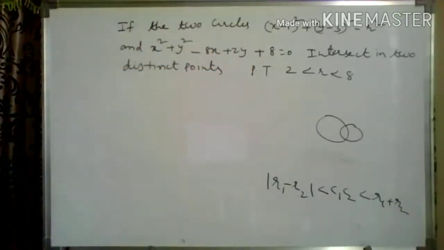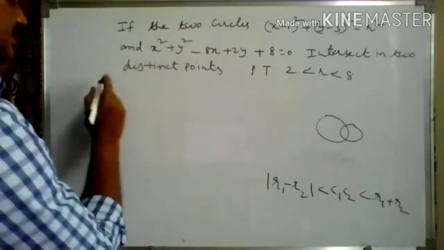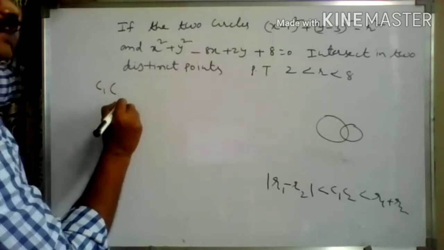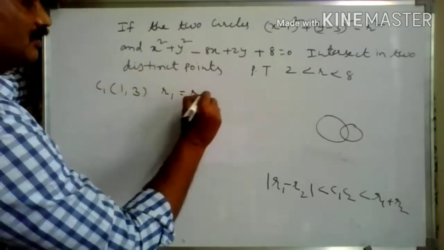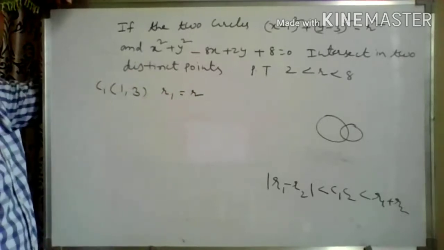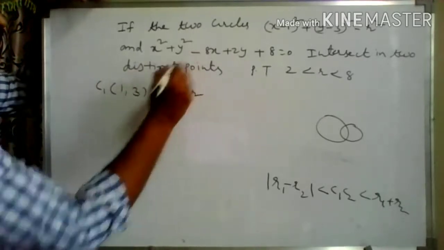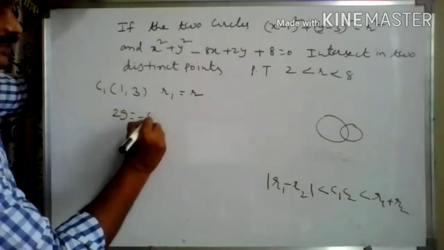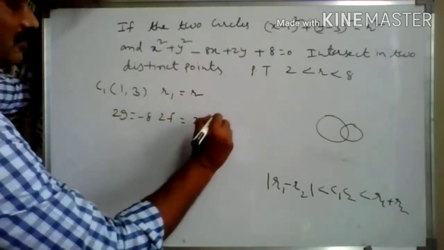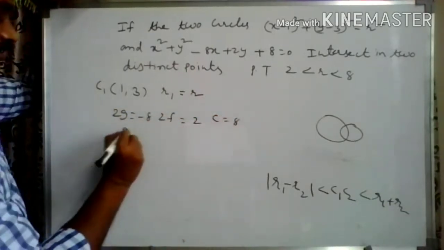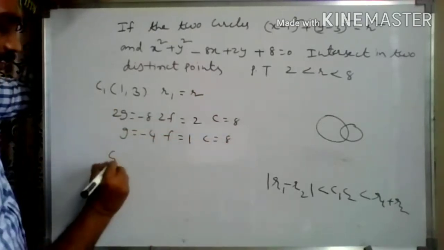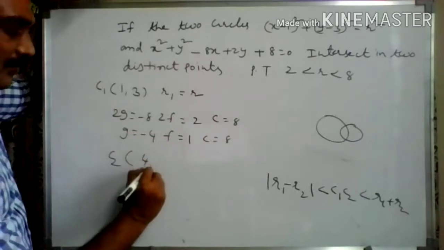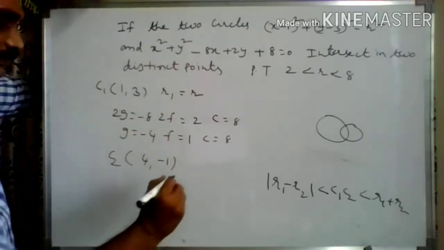The formula, friends: for the first circle, (x minus h) whole square, c1 is (1, 3), r1 is equal to r. Students, calculate the center of the second circle and radius. Here 2g is equal to minus 8, 2f is equal to 2, c is equal to 8. So g is equal to minus 4, f value 1, c value 8. c2 is equal to (minus g, minus f), (4, minus 1).